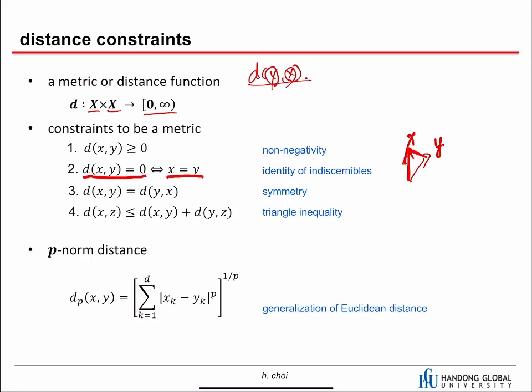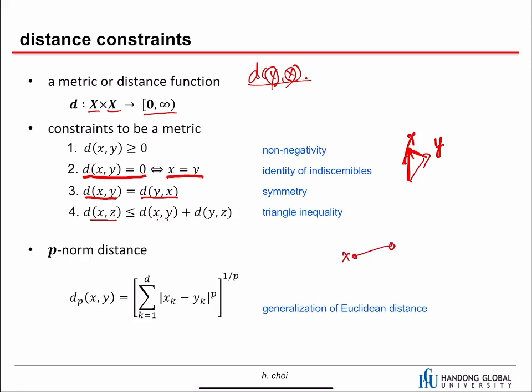So the third constraint is about symmetry. The distance between x and y is the same as the distance between y and x, obviously. And the last one is the triangle inequality. The distance between x and z is smaller than or equal to the distance between x and y plus the distance between y and z. Think about this one.